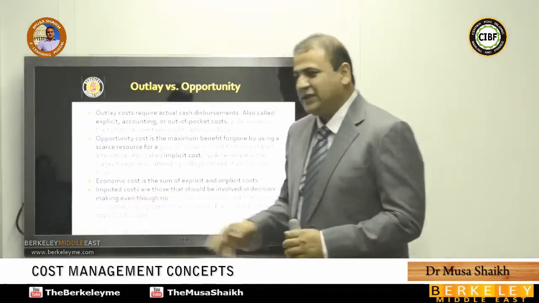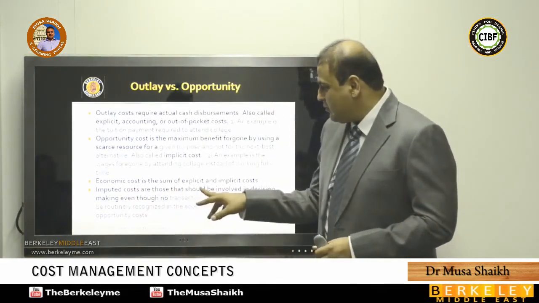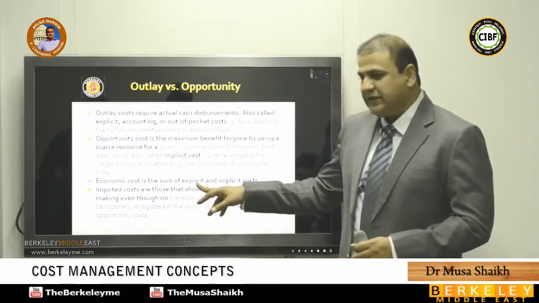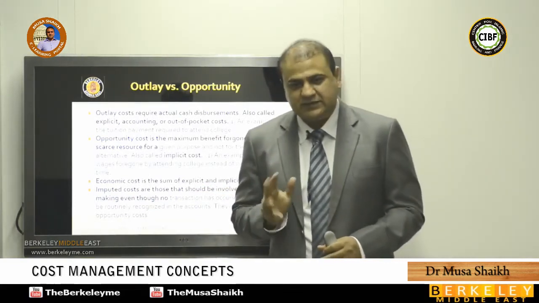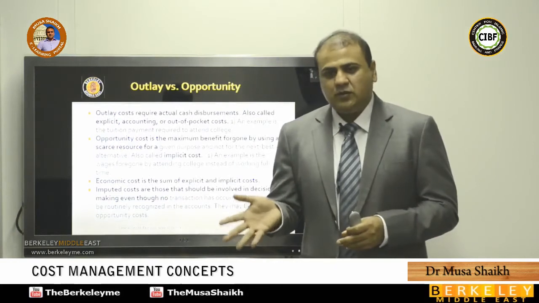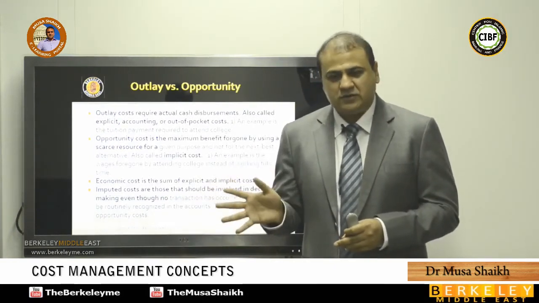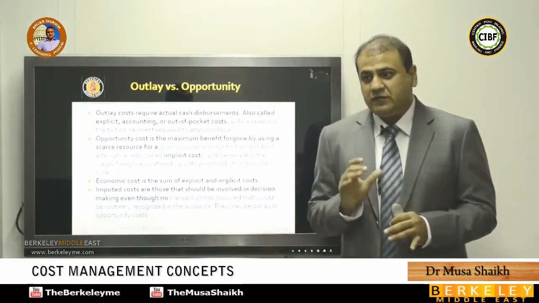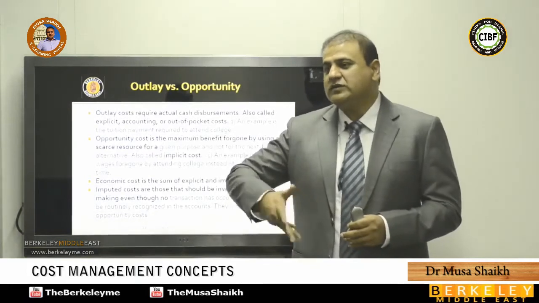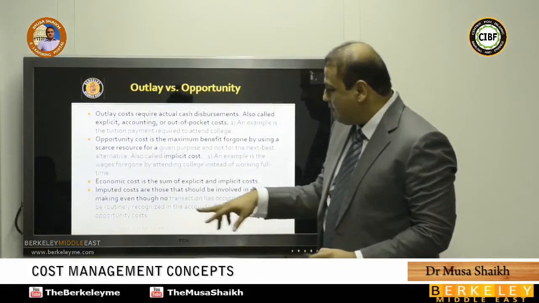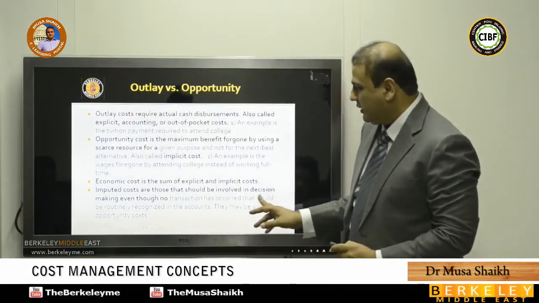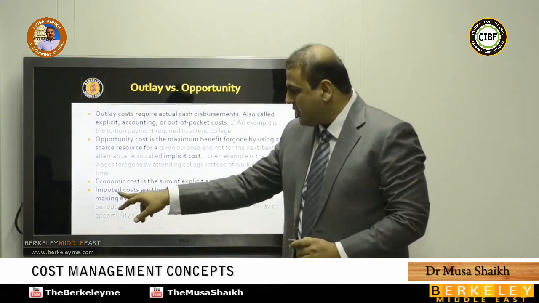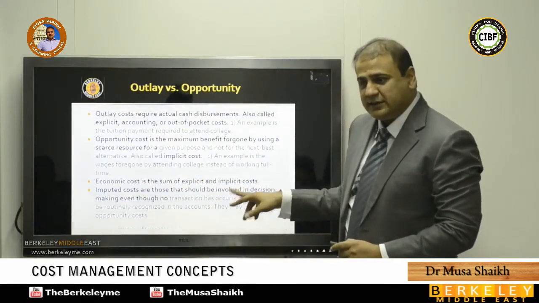Economic cost is a cost that is the sum of implicit and explicit. I will explain what is implicit and explicit. Explicit means which you can see, visible. That is invoice, receipt, payment. These are explicit costs. Implicit cost is like opportunity cost that we cannot see with our eyes, but still it is costing us. Imputed costs are those that could be involved in decision making even though no transaction has occurred. So imputed is another name for implicit.